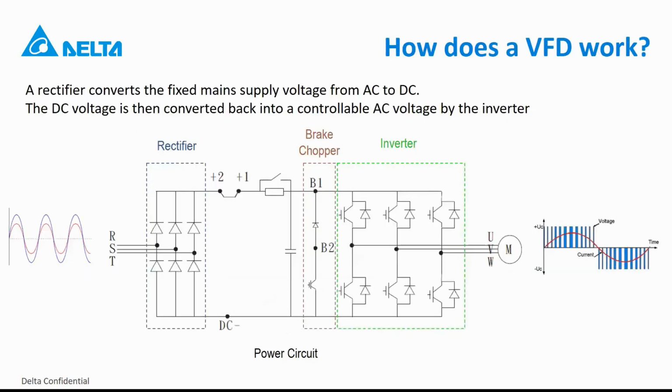So how does a variable frequency drive work? If you look here on the input, you have a rectifier which converts the fixed mains supply voltage from AC to DC, and then the DC voltage is converted back into a controllable AC voltage with the help of the inverter side. What you see here is a three-phase rectifier. You can also use single-phase drives, then you have two fewer diodes on this side.